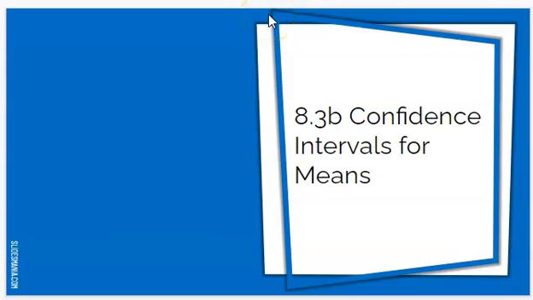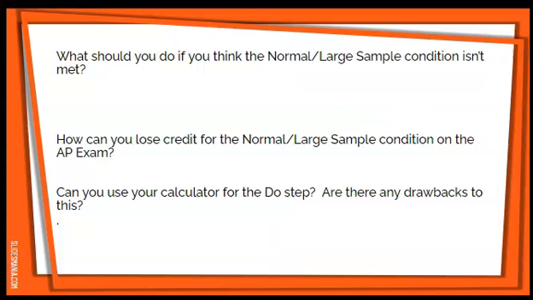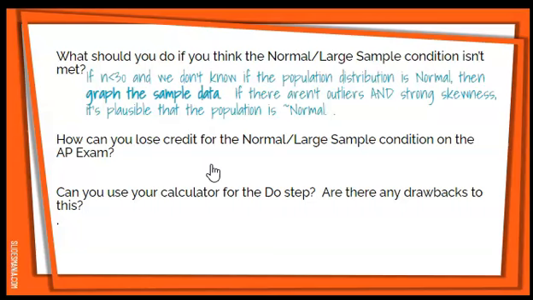All right, in 8.3b, we're going to look at confidence intervals for means again and walk you through some special cases. So first of all, what do you do if you think the normal and large sample condition is not met? If your sample is less than 30 and we don't know the population distribution is normal, then graph the sample data. If there are no outliers and strong skewness, then it's plausible that the population is approximately normal. It's not the sample that's normal, it's the population that is approximately normal. So it's important that you look for that.